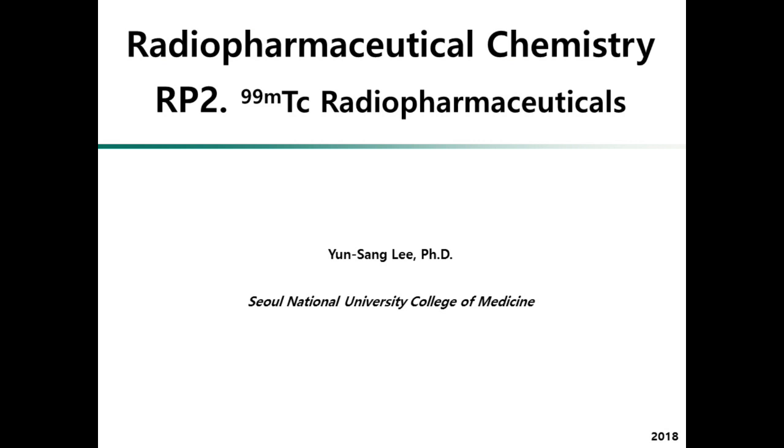And how many generators do you use per week? 2. 1 curie generator, 2.500 or 10, 20? We get 5 or 7, from 1 curie to 500 millicurie. And also, how about the quality control of technetium-99m?